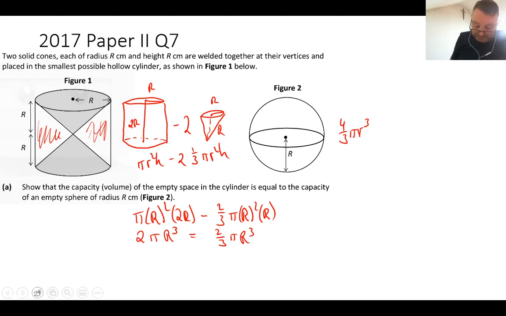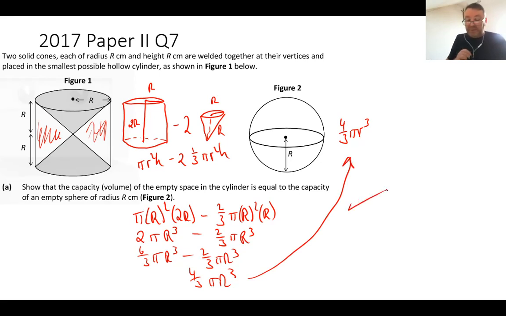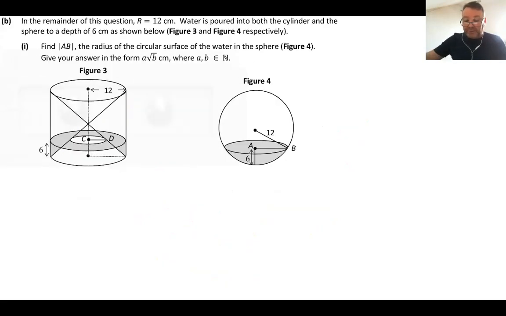So again, it should be minus. So 2 pi r cubed minus 2 over 3 pi r cubed. Don't forget, that's 6 over 3, just to get the fractions the same to show you. It's 6 over 3 minus 2 over 3 pi r cubed gives 4 over 3 pi r cubed, which is exactly the same as what we have up there. So that works fine. Okay, so nice little play around with the formulas, and you can see how important the formulas are, how important your tables are going to be.